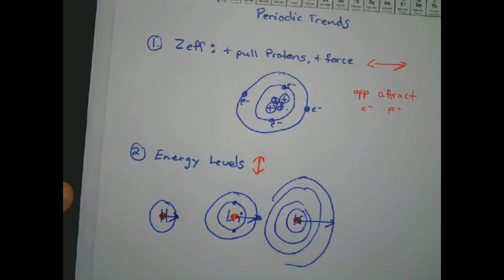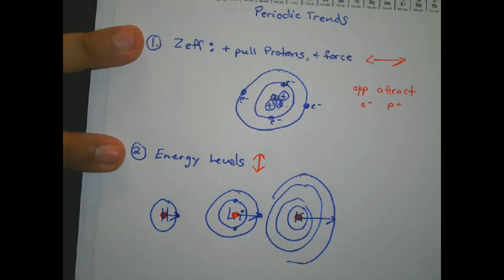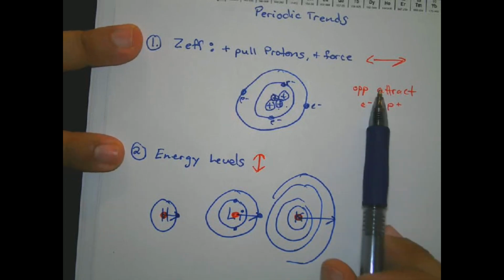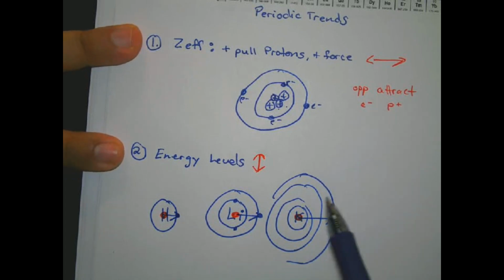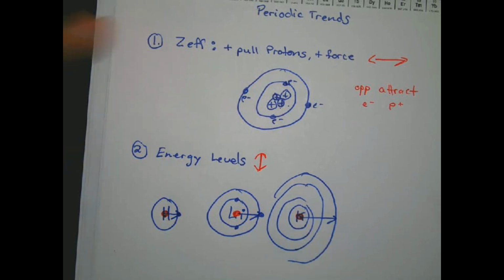The distance from the nucleus is increasing, isn't it? As the atom gets bigger, the distance from the nucleus gets bigger. That's going to be important to remember, especially when we start talking about Zeff later on. Okay? So if you can apply these two, Zeff to the side, and energy levels to the up and down, you should be able to guess any trend just by analyzing what's happening.